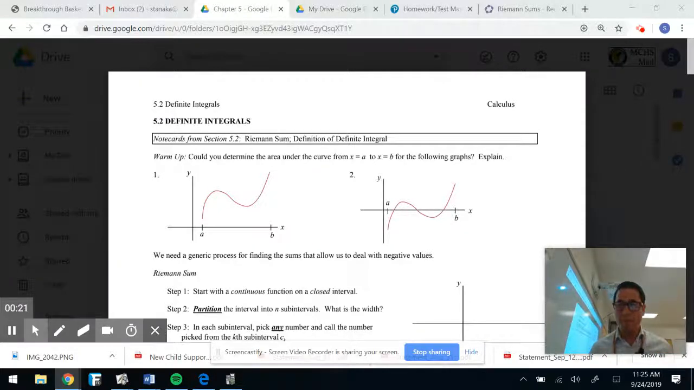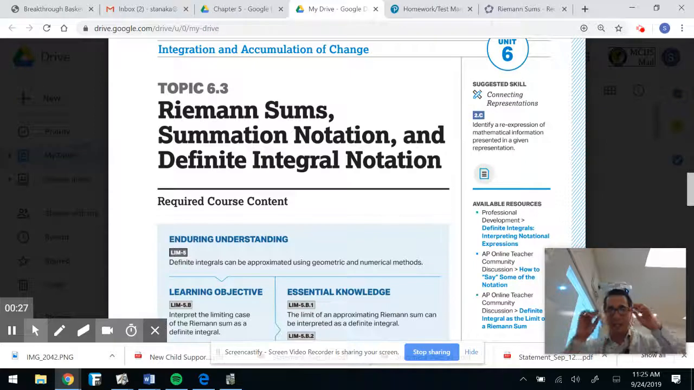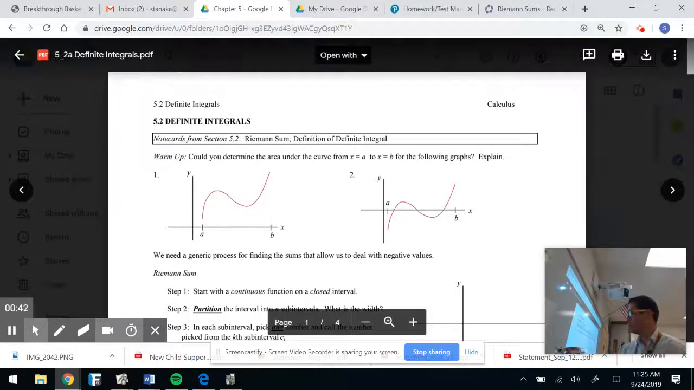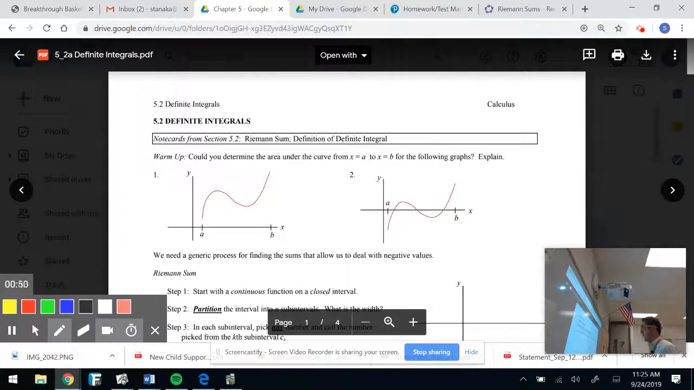Section 5.2, definite integrals. What topic are we talking about in terms of the AP exam? Topic 6.3: Riemann sums, summation notation, and what a definite integral is and its notation. Okay, class? Here we go. Let's answer some questions to get started. Could you determine the area under the curve from A to B for the following graphs?